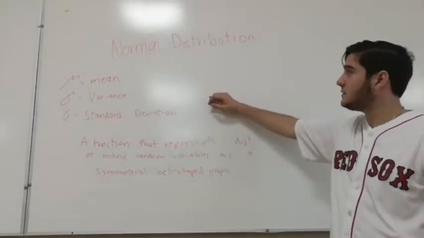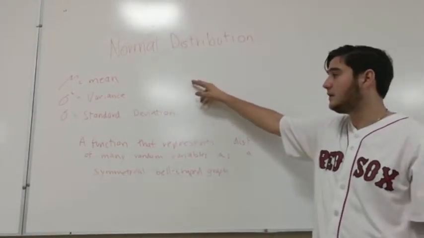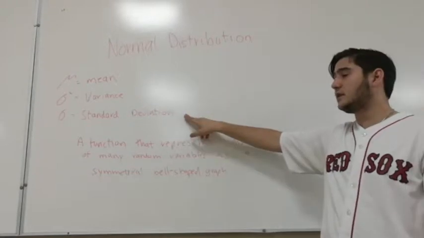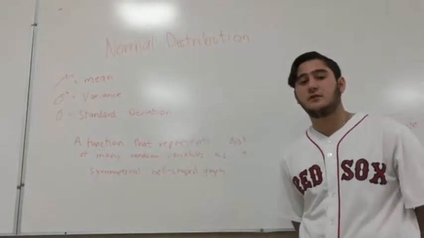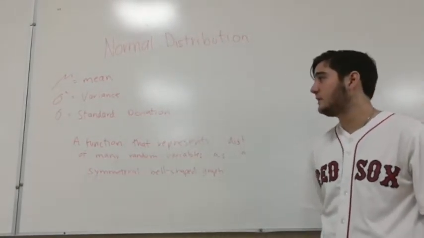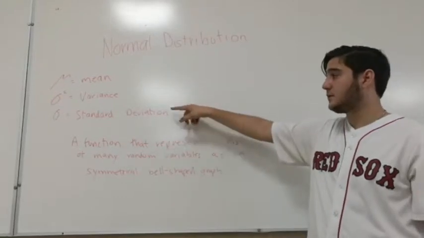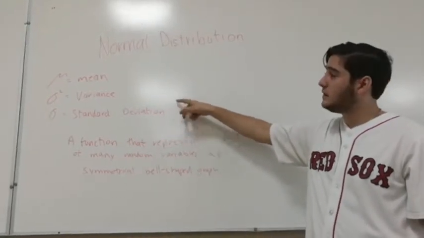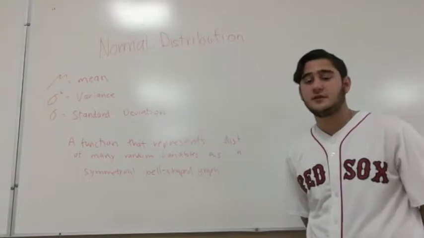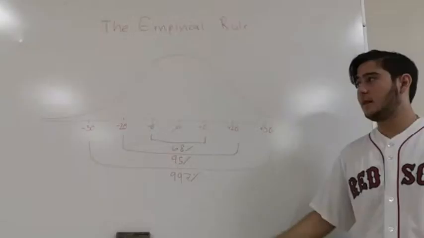These are different concepts from normal distribution: mean, variance, standard deviation. Standard deviation is a measure of all the spread numbers. Variance is the square root of the standard deviation, and the mean is the average of a population.